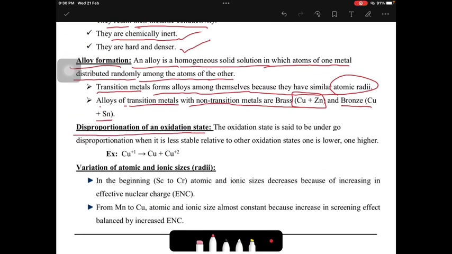Disproportionation of oxidation state. An oxidation state is said to undergo disproportionation when it is less stable relative to other oxidation states, one lower and one higher. Example, copper plus 1 undergoes disproportionation to Cu and Cu2 plus.